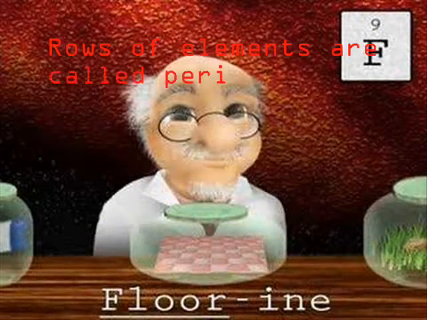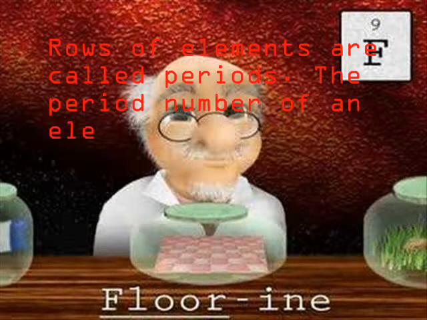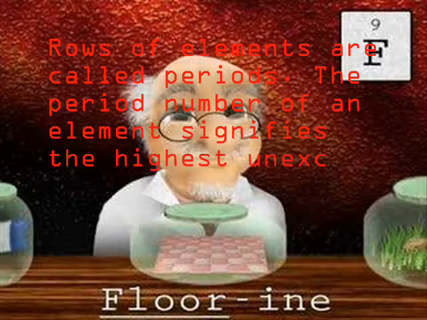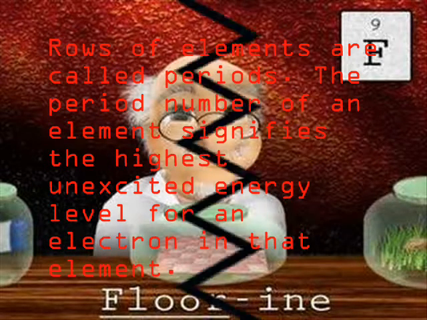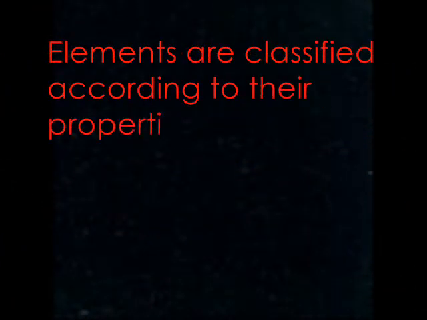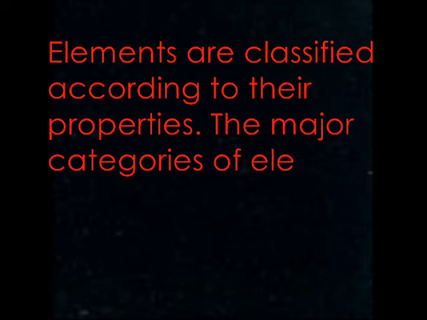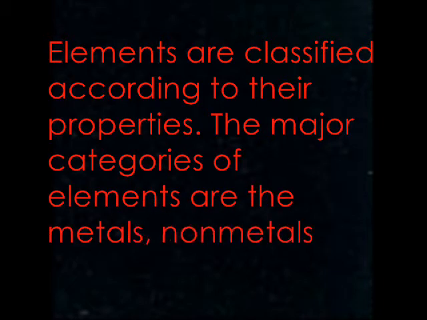Rows of elements are called periods. The period number of an element signifies the highest unexcited energy level for an electron in that element. Elements are classified according to their properties. The major categories of elements are the metals, nonmetals, and metalloids.